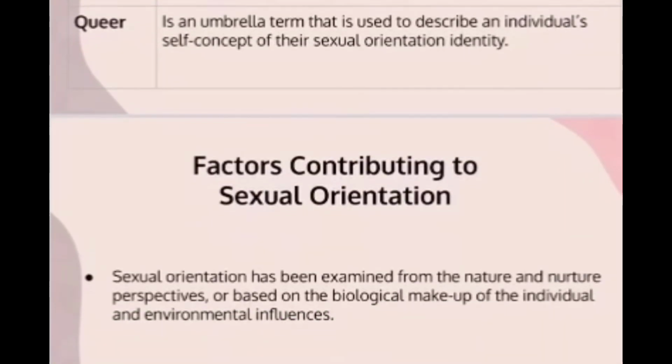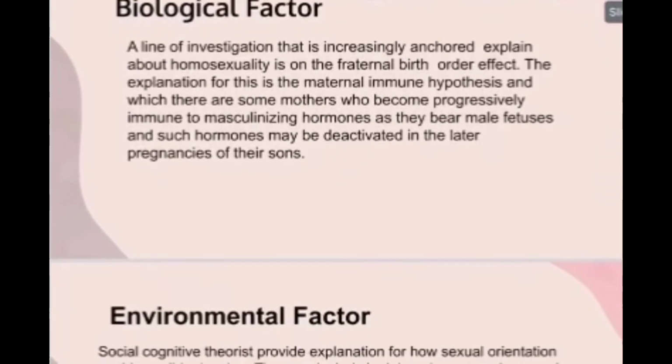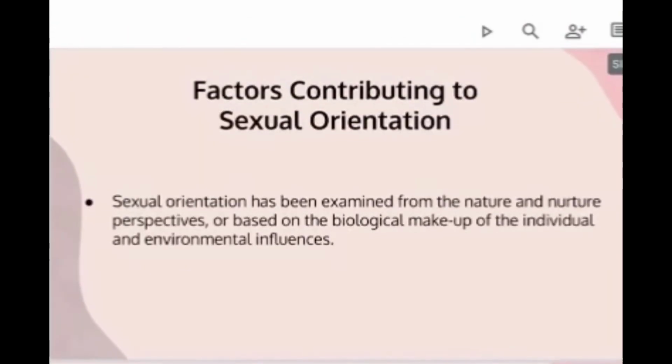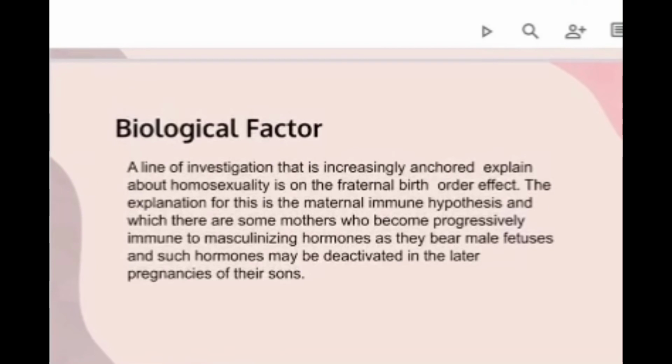So next slide, we have the factors contributing to sexual orientation. So when it comes to sexual orientation, there are two factors. We have the biological factor and the environmental factor. But let me introduce to you what the factors contributing to sexual orientation are. So sexual orientation has been examined from the nature and nurture perspective. Nature is what people think of as pre-wiring and is influenced by genetic inheritance and other biological factors. And nurture is generally taken as the influence of external factors, or based on the biological makeup of the individual and environmental influences.